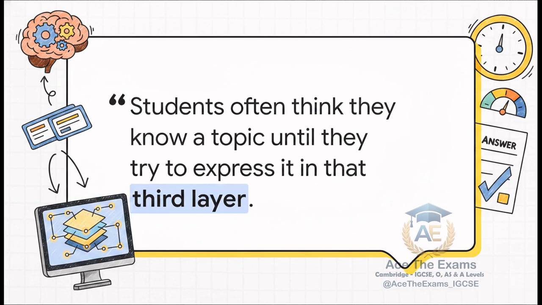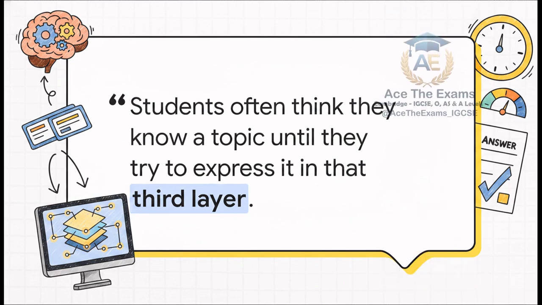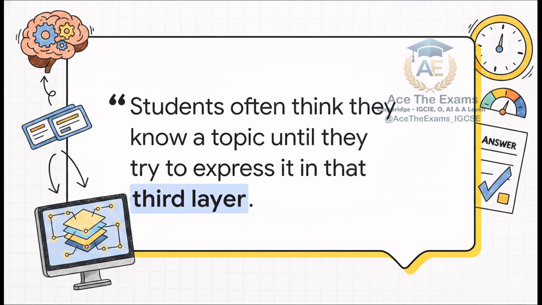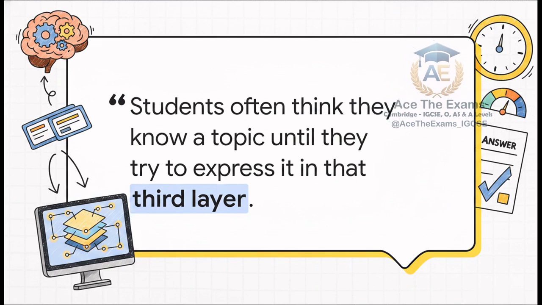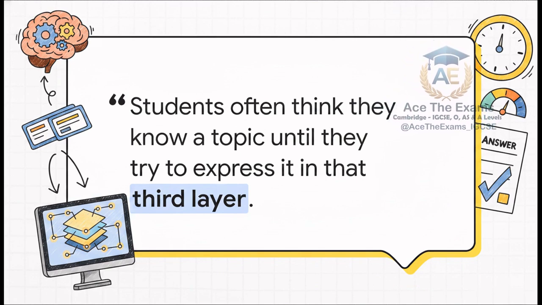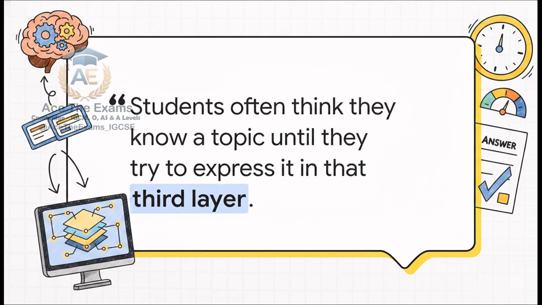You study the definitions, you recognize the vocab words on the page, and you feel totally ready. But here's the reality check. Recognizing a familiar term is a completely different ballgame from building a high-scoring answer while a clock is ticking down. This mysterious third layer we're talking about, that's where the magic actually happens, and it's exactly where we're focusing all our energy today.